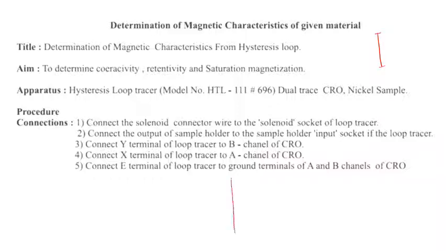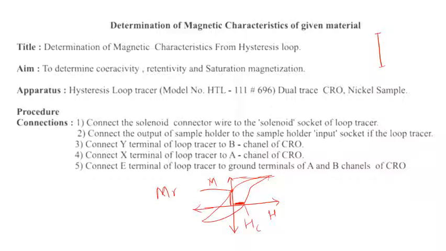Magnetic characteristics means that when a magnetic field intensity is applied, we get magnetization on the y-axis, and we get a hysteresis loop. In this experiment we are going to get the hysteresis loop and its different characteristics. This is the saturation magnetization, and this length is the coercivity. On the x-axis we have coercivity, and on the y-axis retentivity. This is the retentivity MR value and this is the coercivity HC value.